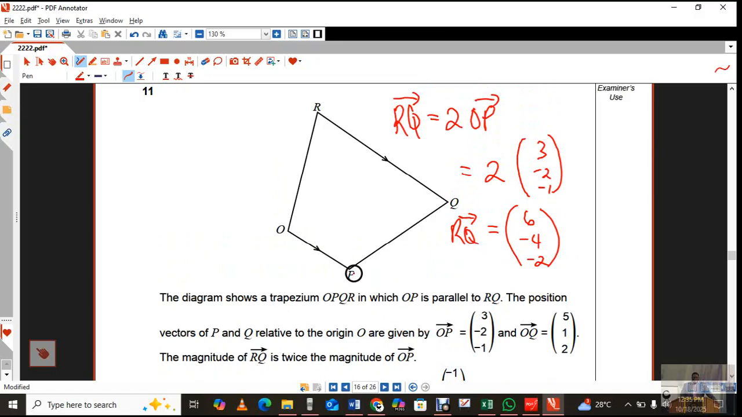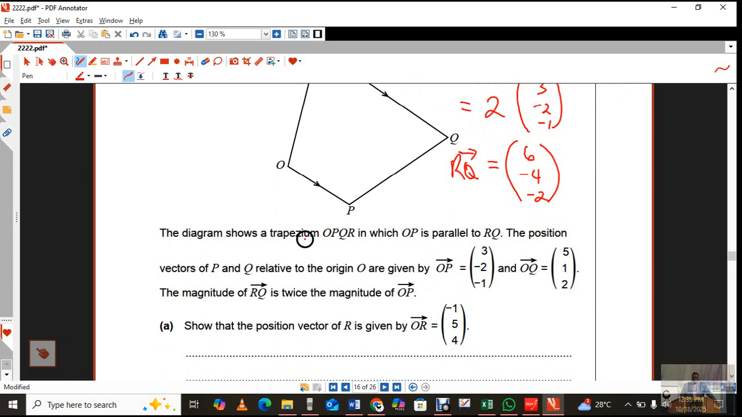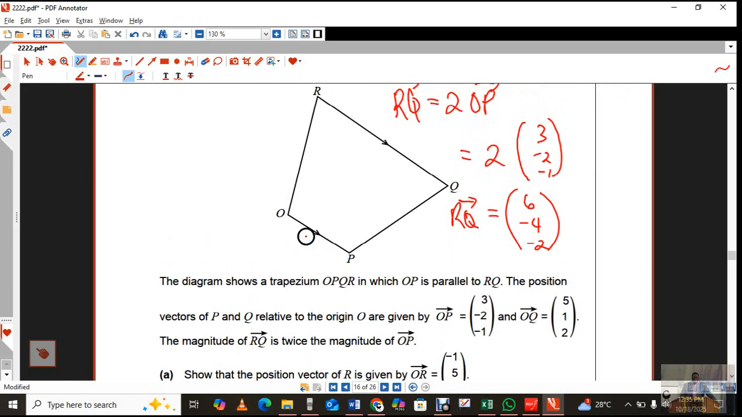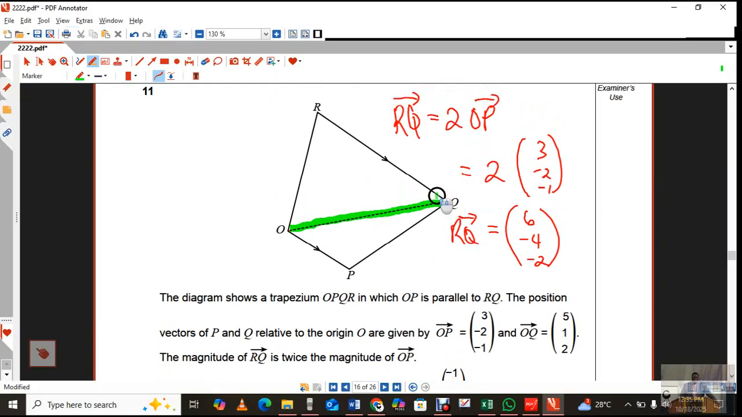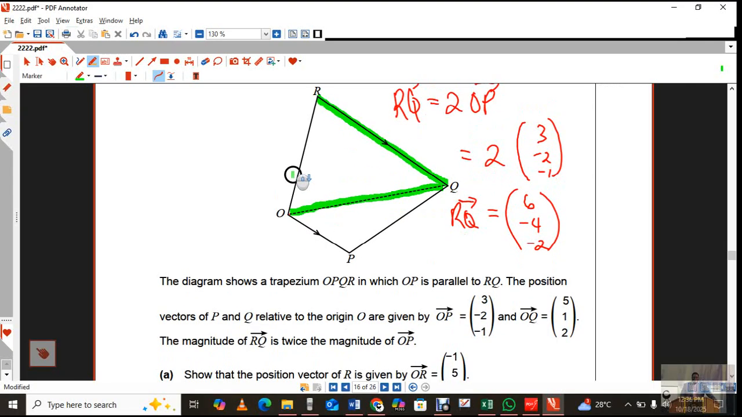So we are looking from O to R. To go from O to R, you have to consider OQ. I'm going to make it the dotted line so you can understand what it is. Highlighting it, this is what I'm looking at, OQ, right? OQ, and then QR. That is how I will find that.